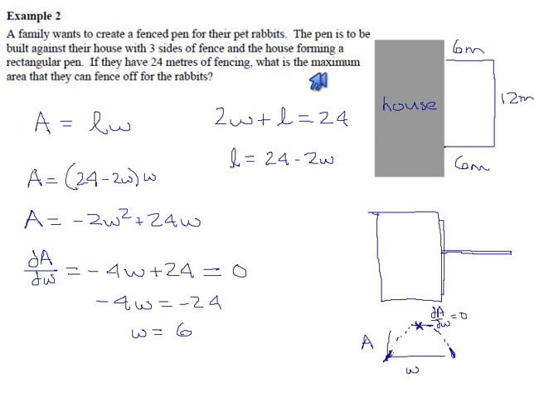Oh, and they say what is the maximum area they can fence off? That would be 6 times 12, so the best area we can give the bunnies is 72 square meters. So this is the best area, and this, 6 by 12, is how you get it.